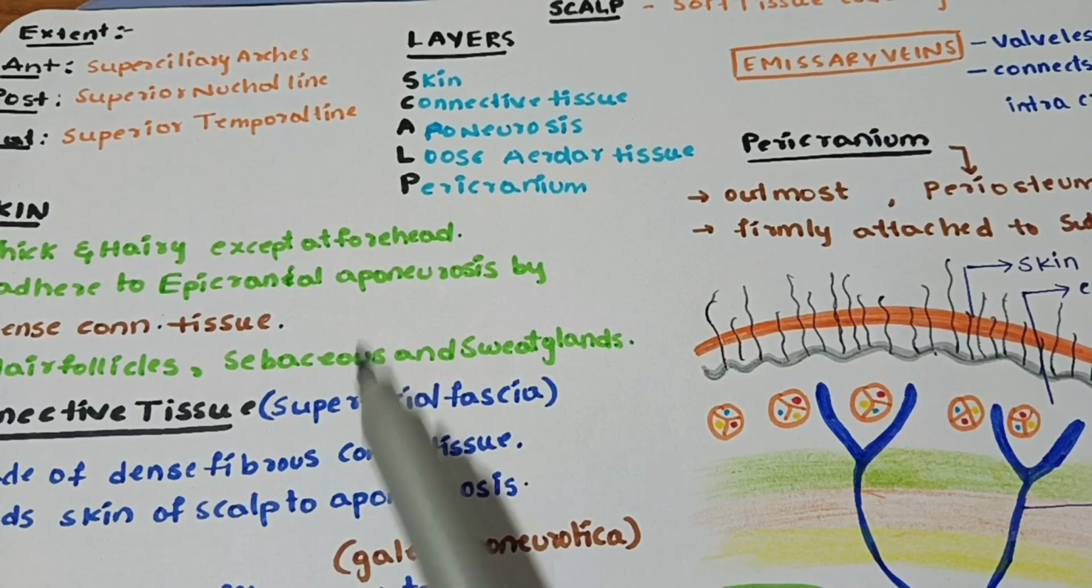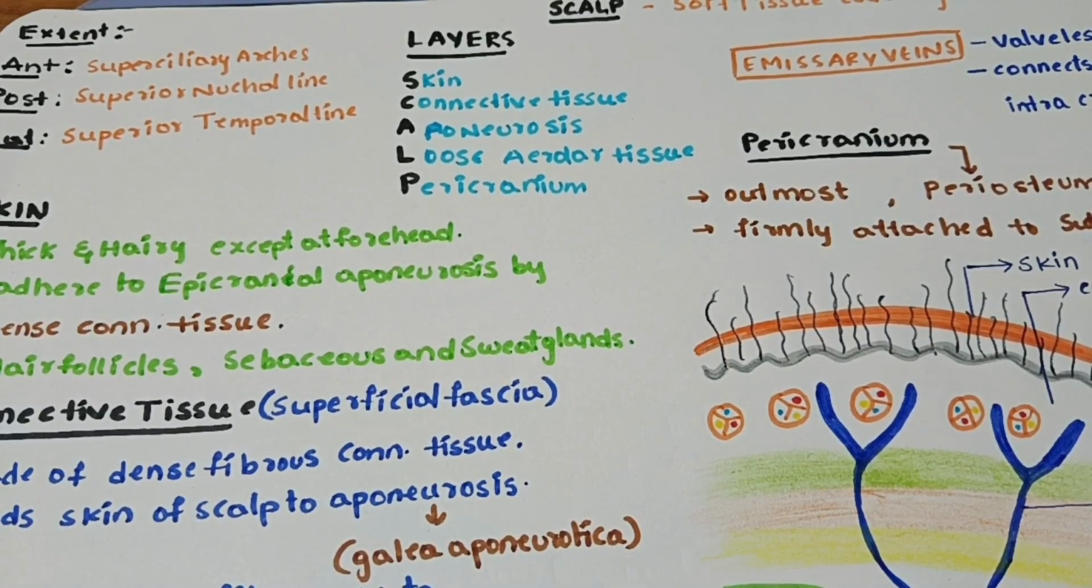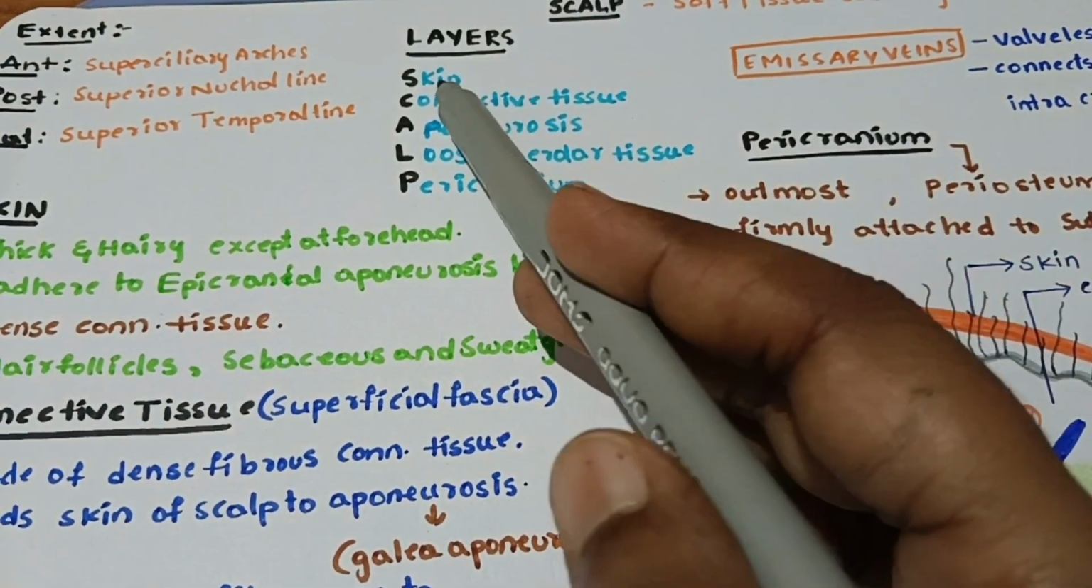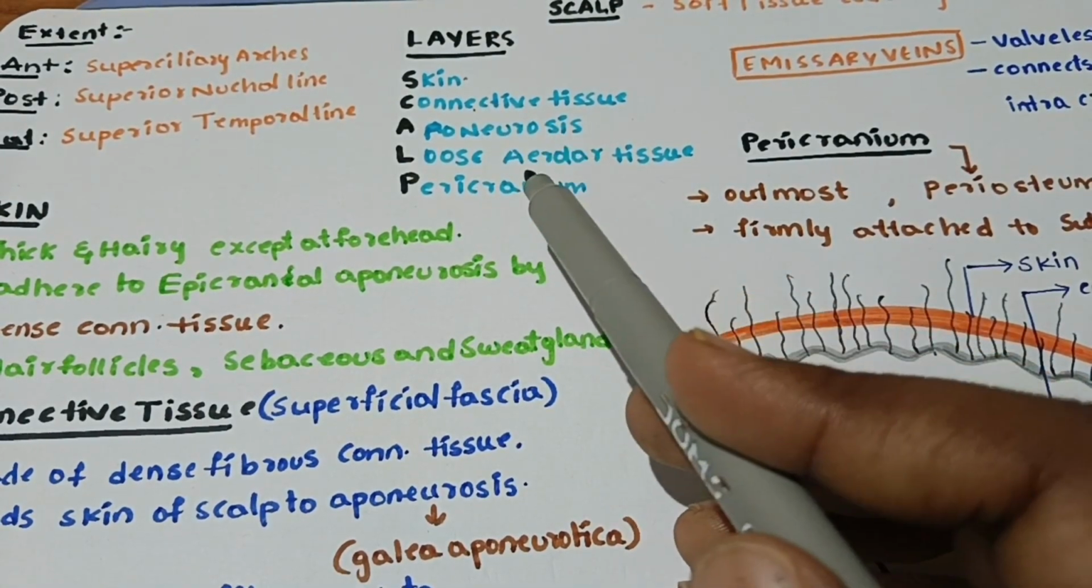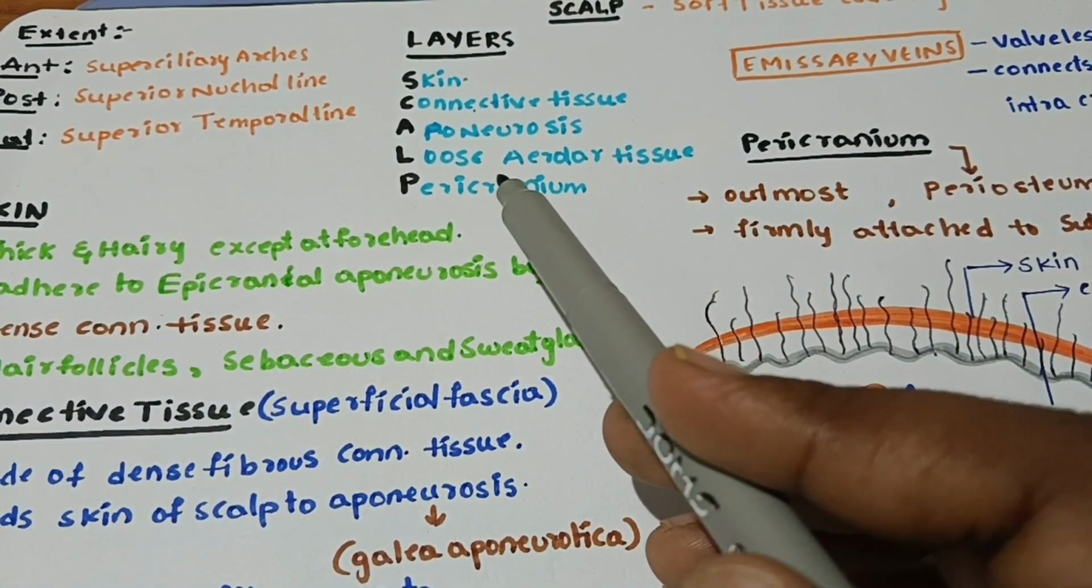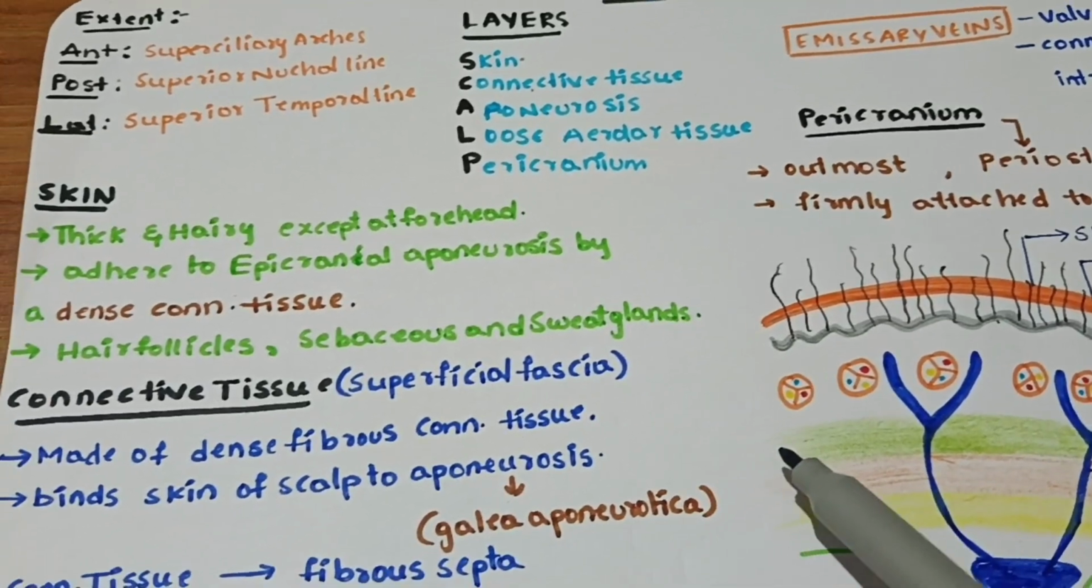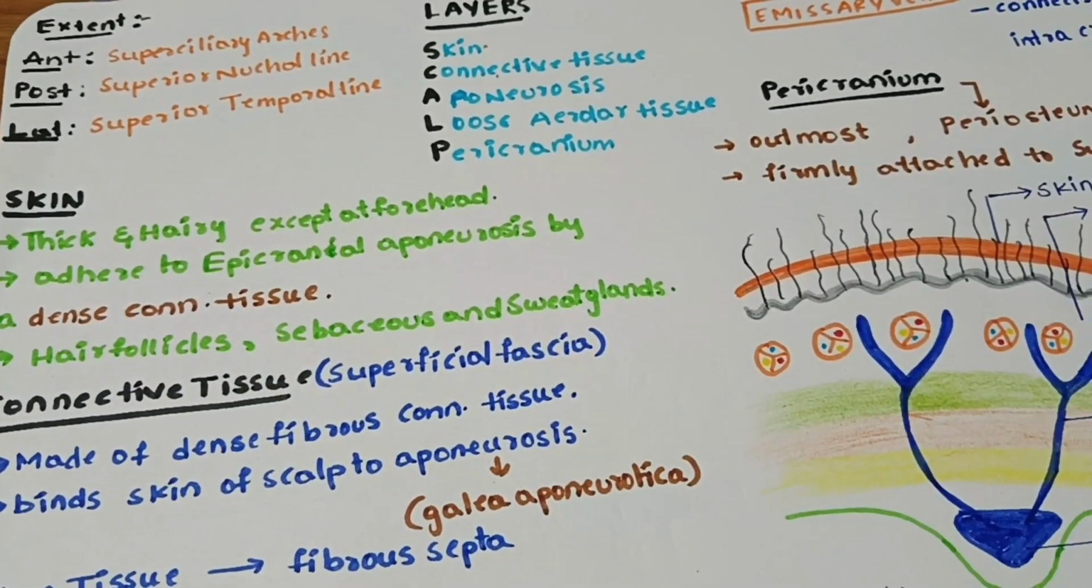Now let's see what the layers of scalp are. Scalp contains 5 main layers. What are they? Skin, connective tissue, aponeurosis, loose areolar tissue and pericranium. First of all, we are going to start with the skin of scalp.